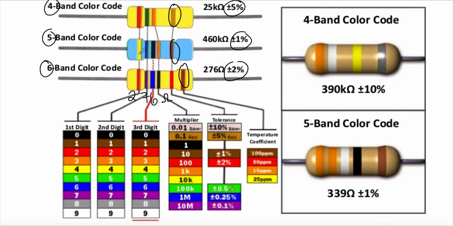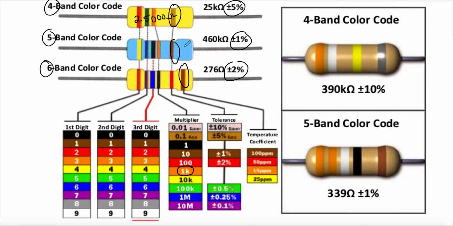If I look at the one up above, let's look at this 4-band. So this first one is a red, that means it's a 2. Second one is a green, so that would be a 5. And then this is my multiplier, which is an orange. So I'm going to go down to my multiplier, that's 1,000. So this would be 25,000 ohms, which is 25 kilo ohms right there.